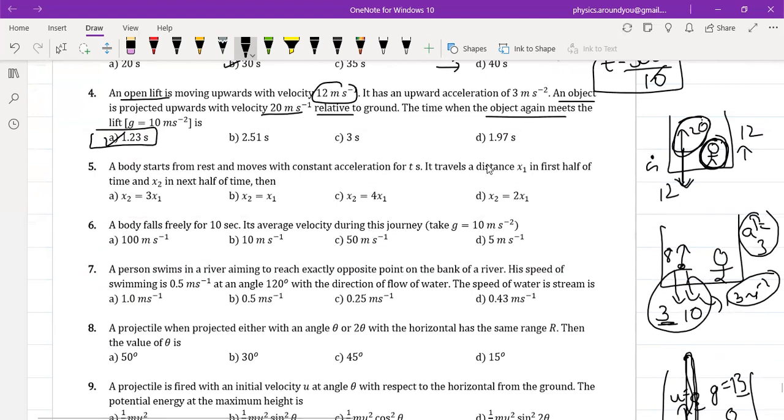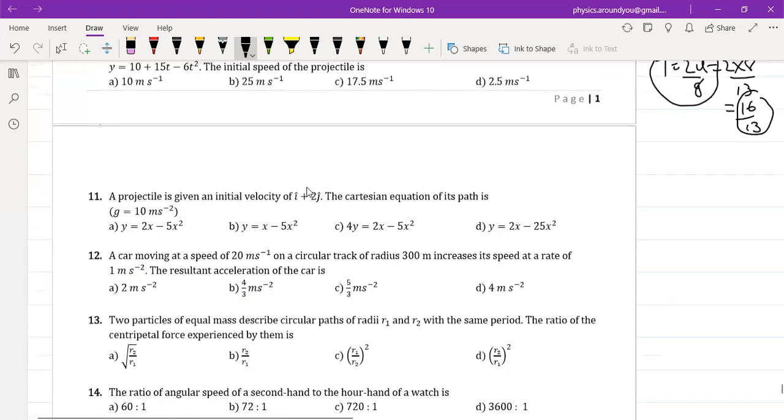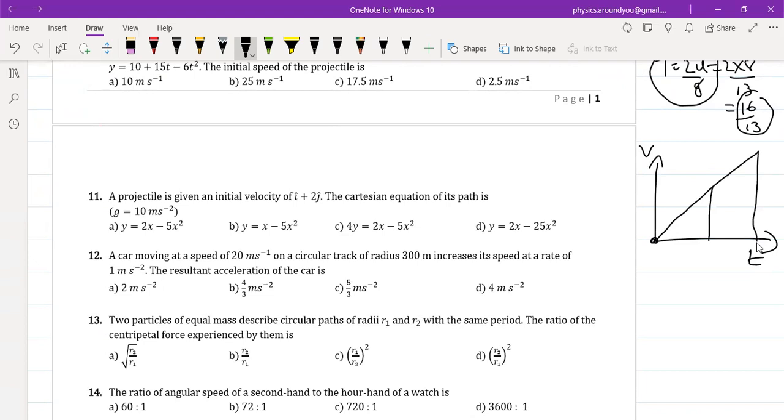Question number 5: it travels a distance x1 in the first half of time and x2 in the next half of time. How to relate both of these? This has been elaborately discussed in other videos too. We shall anyway do this. The right approach would be to use our v-t graph. It starts from rest. In the first half of time, it goes x1. In the next half of time, it goes x2.